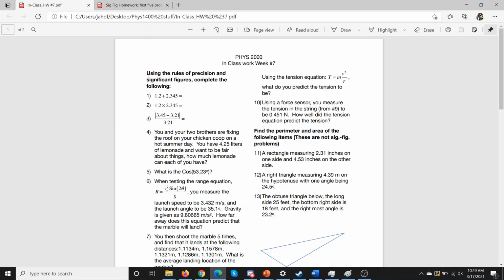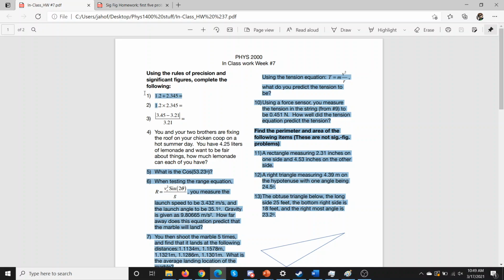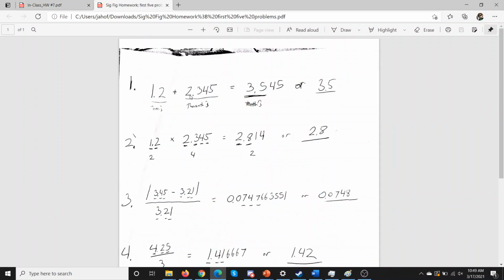First question, using the rules of precision and sig figs, can we calculate the following? So we're going to look at the first 5 together real quickly. First question, we are adding 1.2 to 2.345. Now this is addition, so it's less about number of sig figs and more the range of precision. Our first number here is precise to the tenths place. Our second number is precise to the thousandths place. So our answer should only be precise to the tenths place.